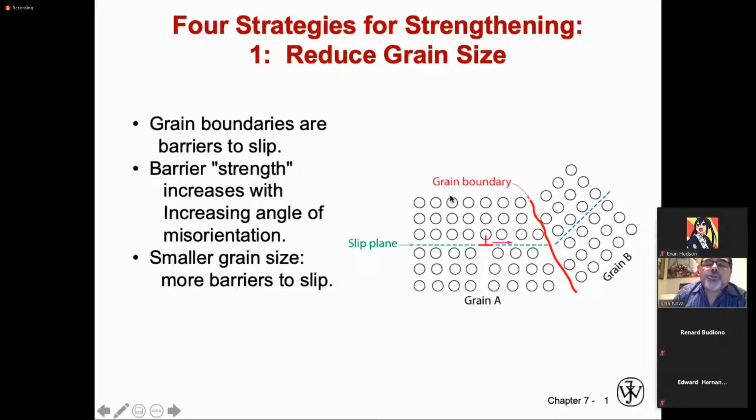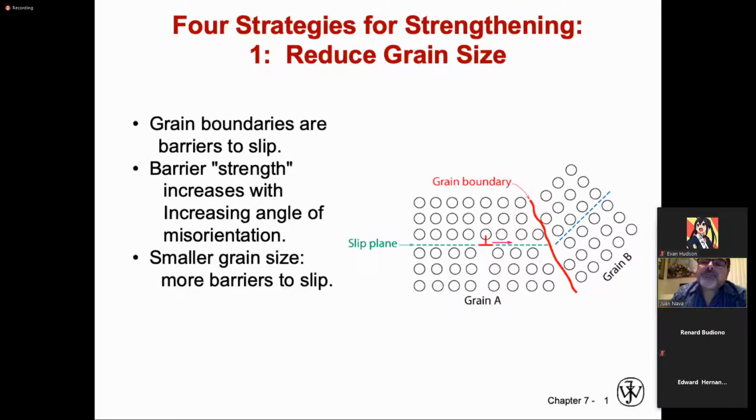Remember that dislocations only move within the grains. Every time you cross a grain boundary, there is an effort that needs to be applied. You need to put more force to make sure that the dislocation keeps on moving past that grain boundary. So the finer the structure, the more grains you have, the more grain boundaries, the more effort and the more force you need to apply in order to move the dislocations.